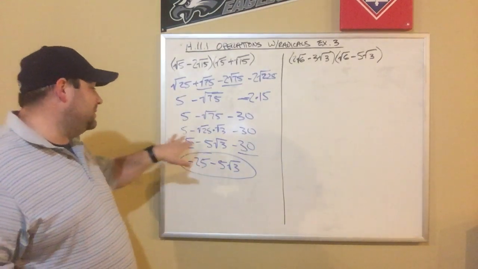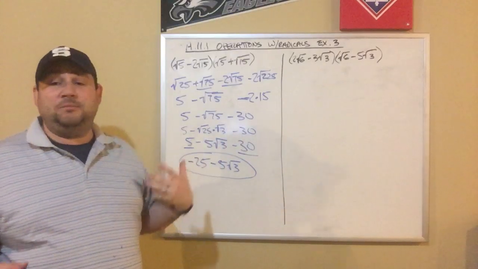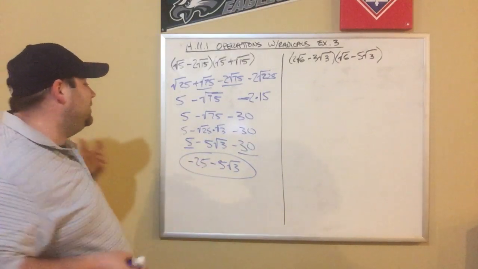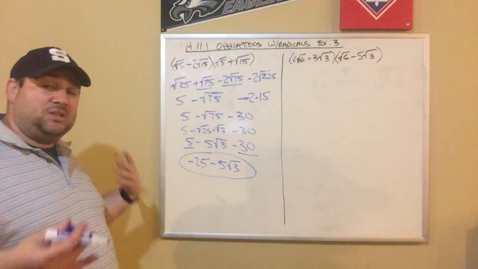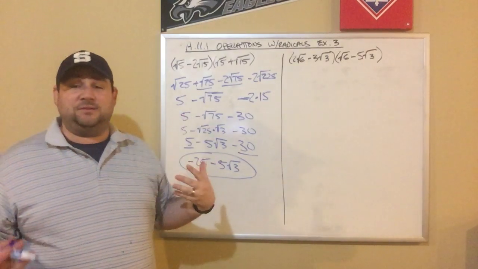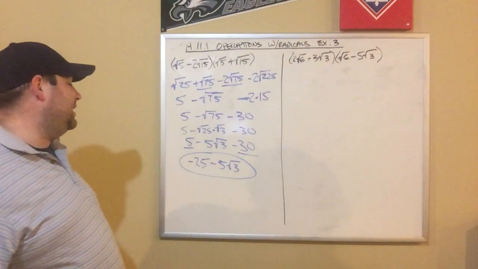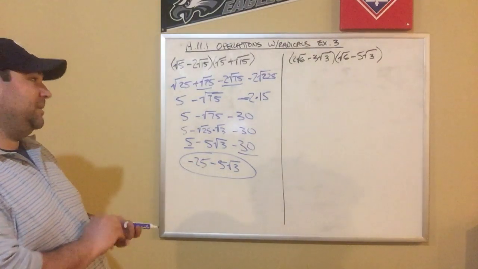And then finally, a lot of times your first term and your last term in the trinomial you end up with, they're both going to be like terms. They're both going to be constants without a square root. So you can combine them. You can add or subtract them. So you can see our answer there, negative 25 minus 5 root 3.